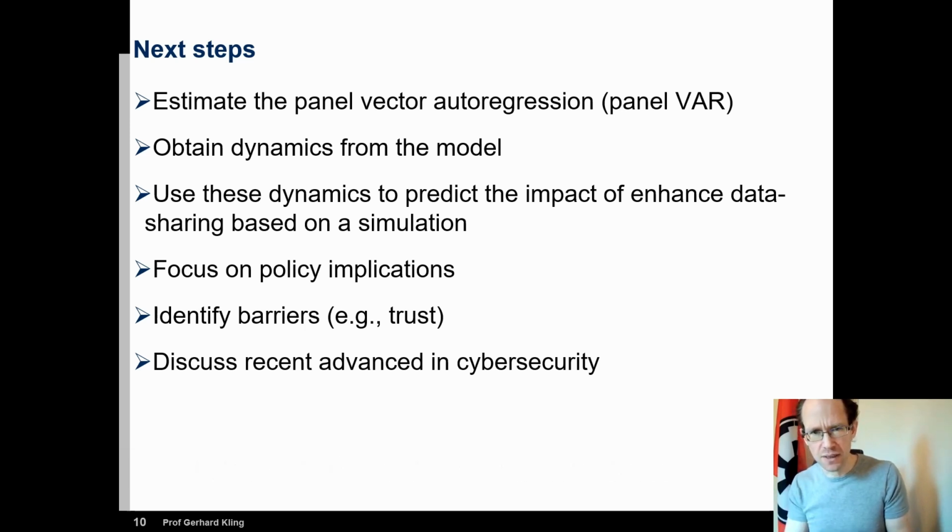After estimating this model, we obtain dynamics in the form of so-called impulse response functions. They can be used in simulations to actually predict the impact of more data sharing or a policy change on future economic growth. And finally, we have to talk about barriers, we have to talk about policies and recent advances in cybersecurity to overcome the issues with sharing data in healthcare.